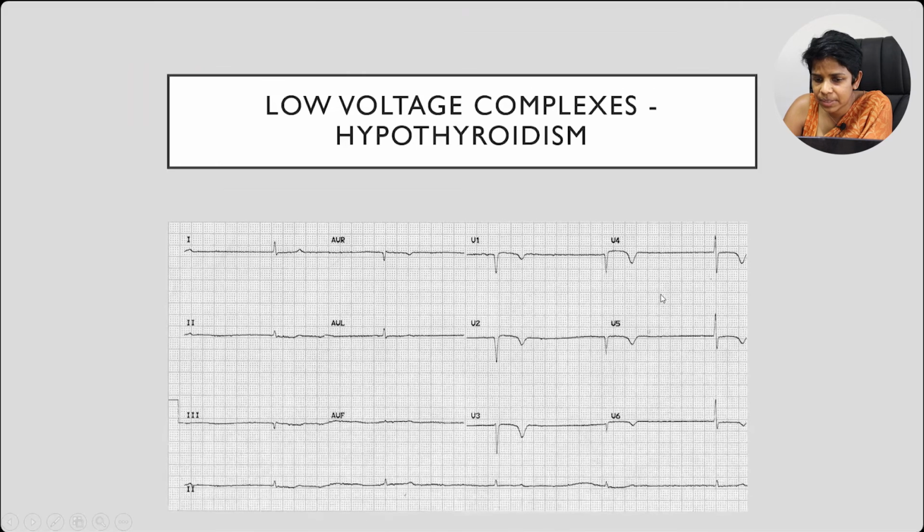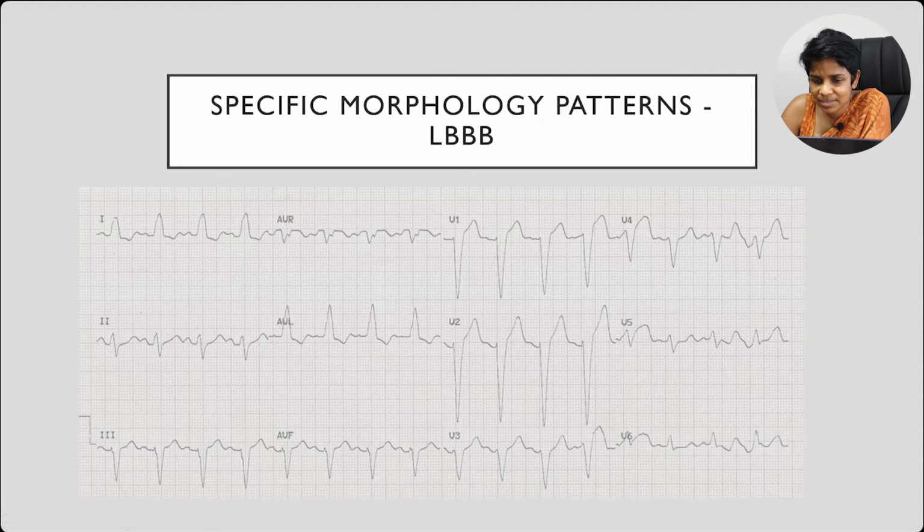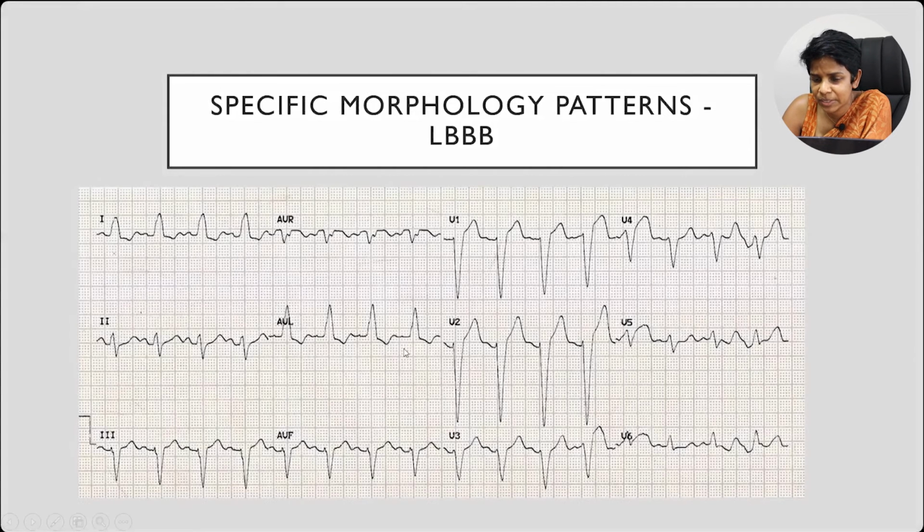And this is an example of the low voltage complexes or small QRS complexes, especially in limb leads, where it is less than 5 millimeters. This patient has hypothyroidism. That's why QRS complexes are small. And I said there are certain morphological patterns that you need to identify just by looking at this.